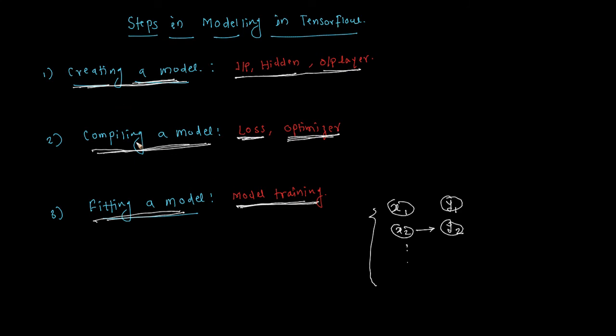So creating a model, compiling a model, and fitting a model. These are the three steps, right? In any neural network which we will create in TensorFlow. So these are the three steps. This is the broader view of the neural network creation, right? Okay, so we'll see the code for this in the next video.